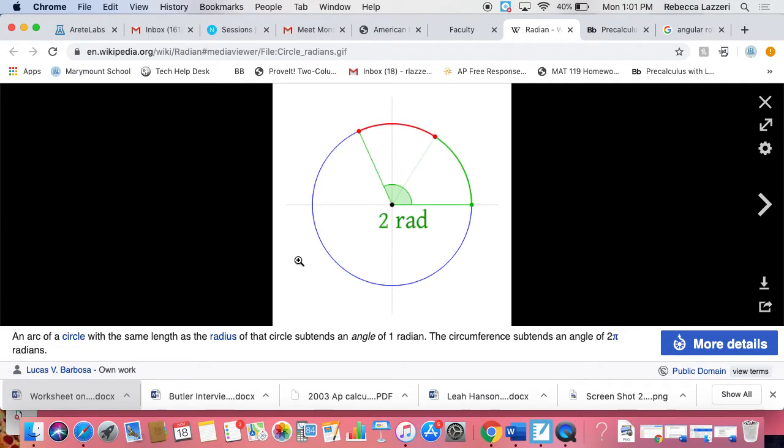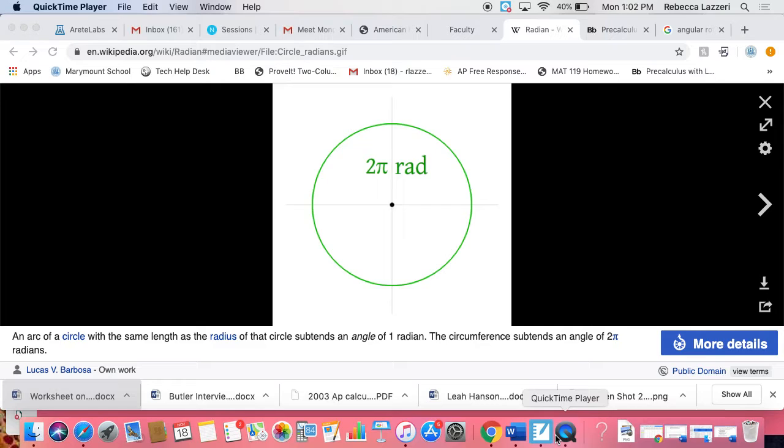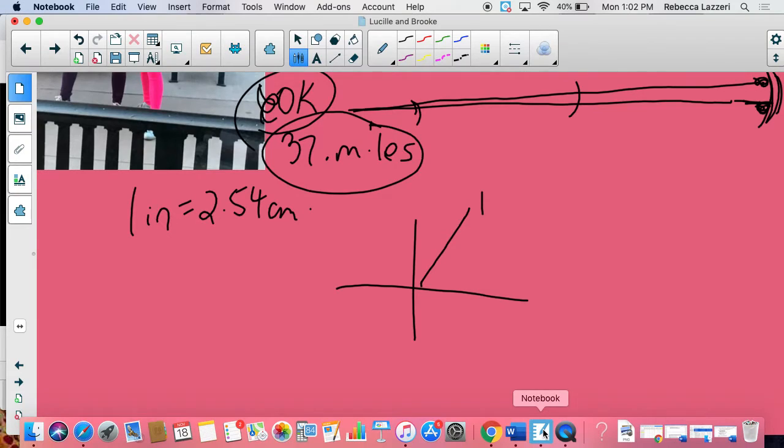1 radius, 2, 3, and then 0.14. Okay. Pi radians. Does anybody remember how many there are all the way around? 2 pi. 6.28. Okay. So, anyway, I'm so confused as to what just happened.